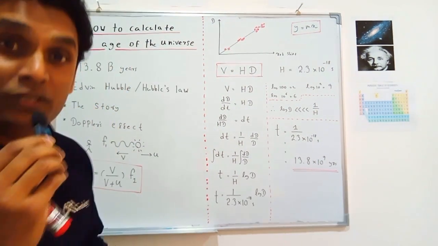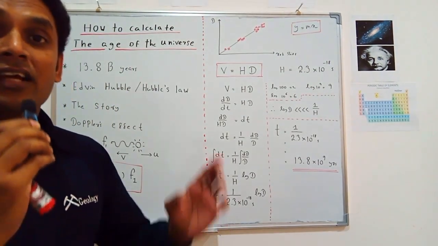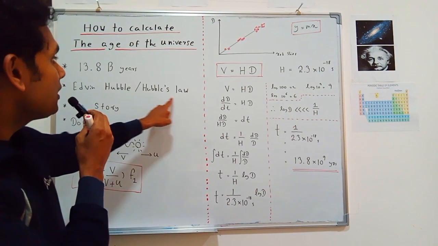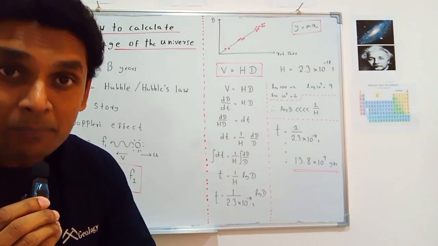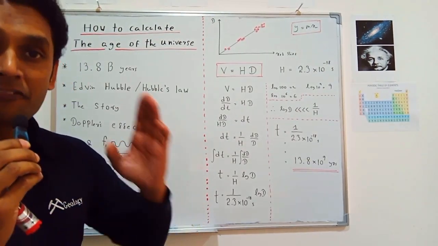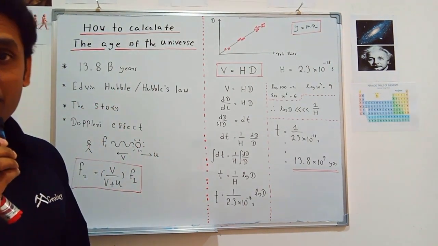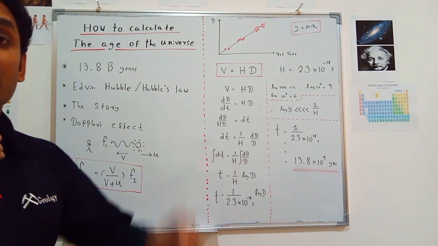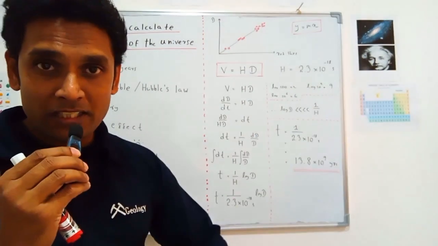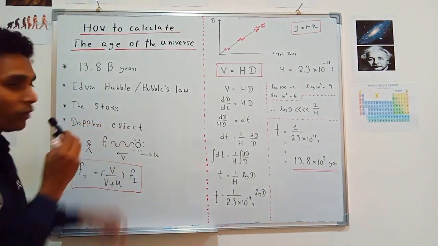First of all, to calculate this, we are using Hubble's law. Hubble's law was discovered by the famous astronomer Edwin Hubble, and that's what we are going to use to calculate this. Okay, first the story.